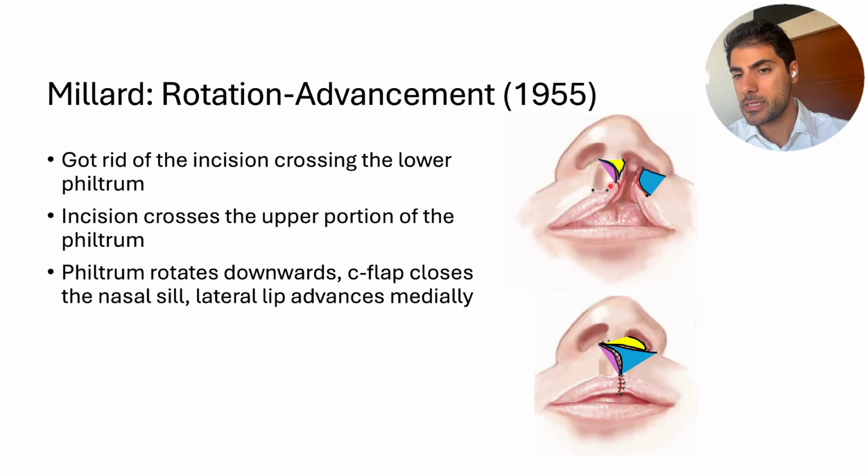The rotation aspect is basically the purple part, which is the philtrum that will be rotated downward, giving us length. And so this is the whole concept of the rotational and advancement flap of Millard. Okay, as you can see also, we can see the Cupid's bow, how after rotating it downwards, we have it horizontal and at level.